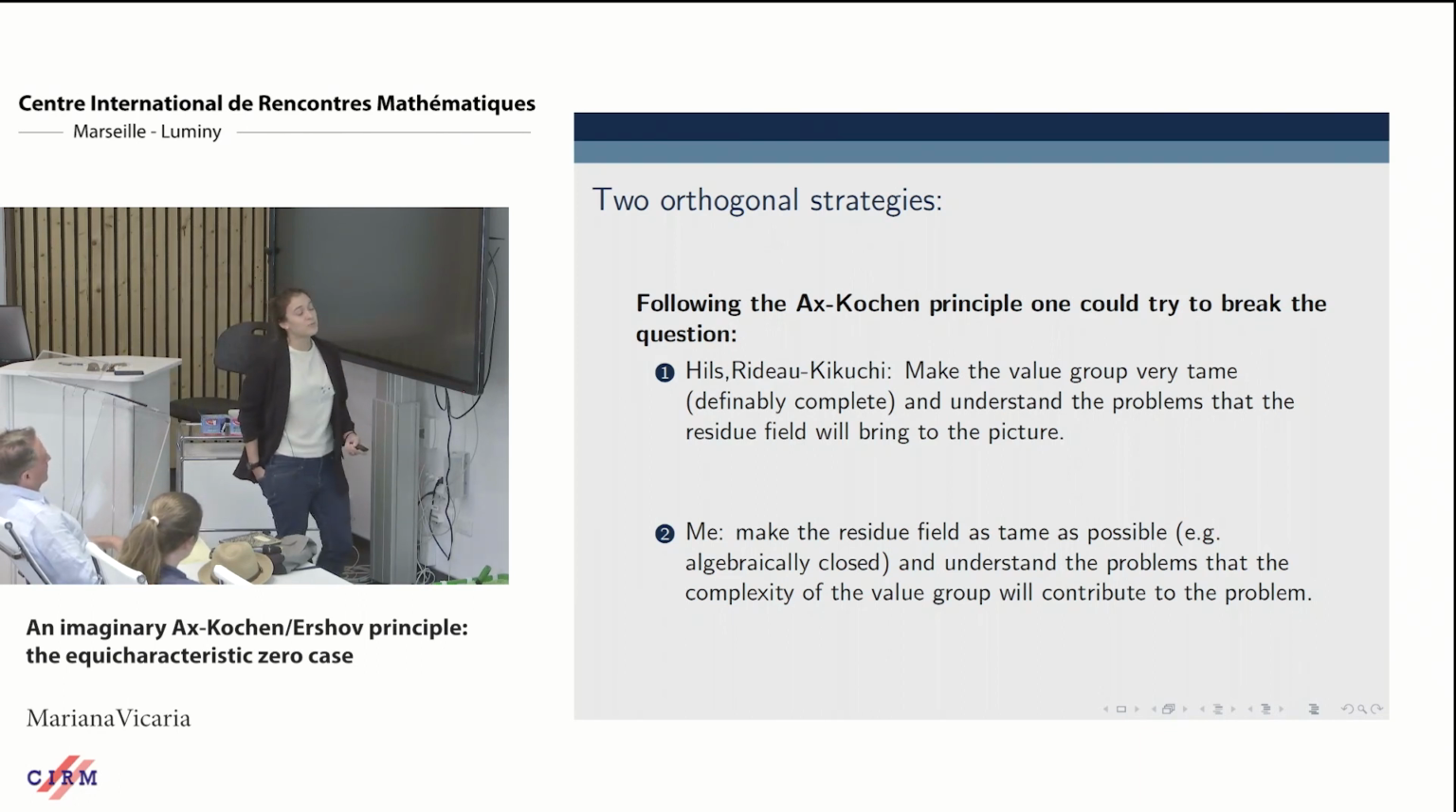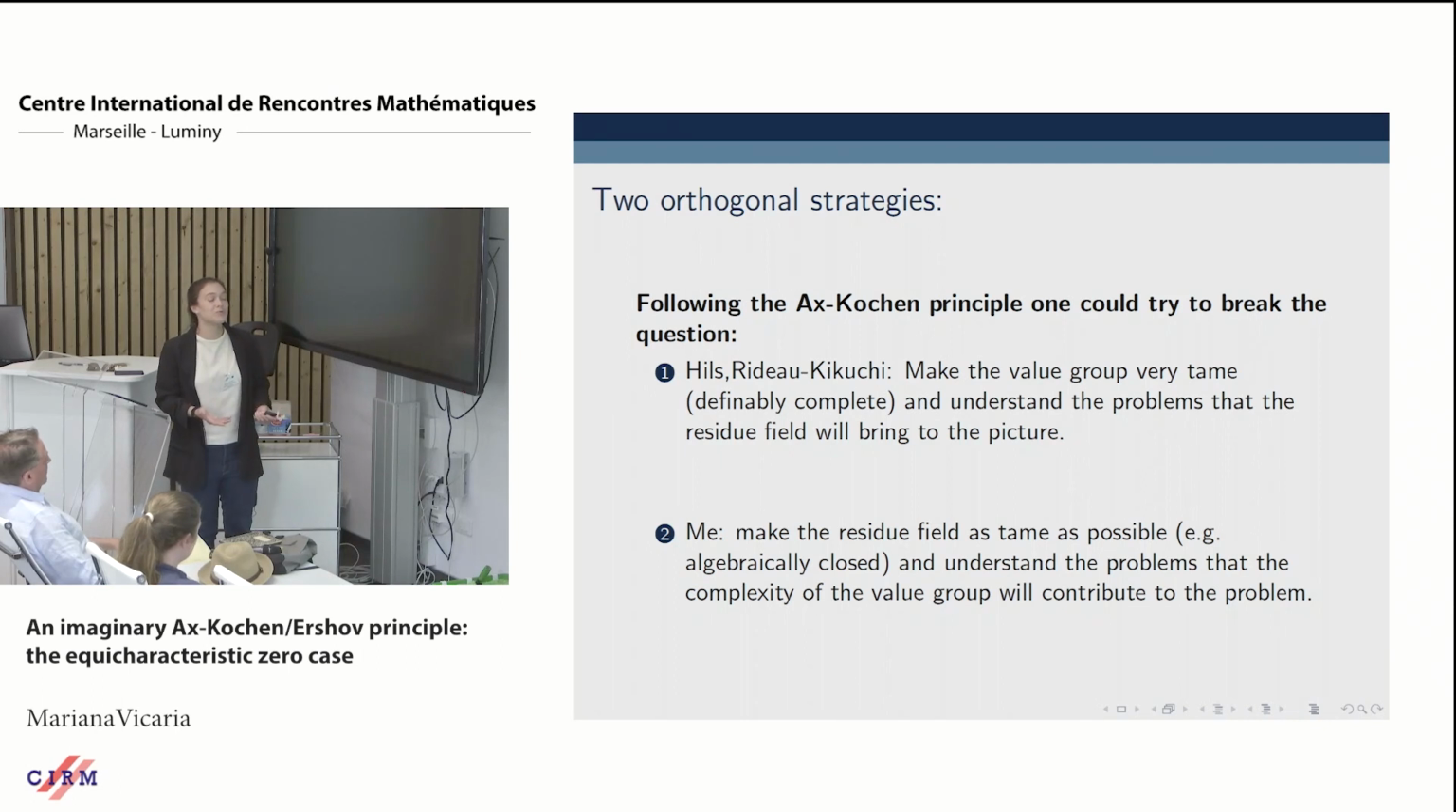you could try to make this question a little bit more tame by trying to make one of them very, very tame and try to understand which are the troubles that the other part of the structure brings to the picture of elimination of imaginaries in Henselian valued fields. So the first approach is the Hils-Rideau-Kikuchi approach.